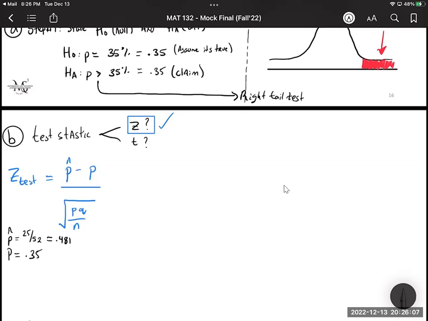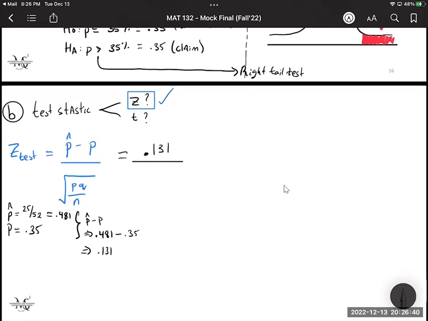0.481. So in the numerator, I have to take p hat minus p. What is p hat minus p? Well, that's going to be precisely 0.481 minus 0.35. So 0.481 minus 0.35 should be what? 0.131. That's right, 0.131. So this is equal to 0.131 on the top. Now it's just to figure out the bottom number.